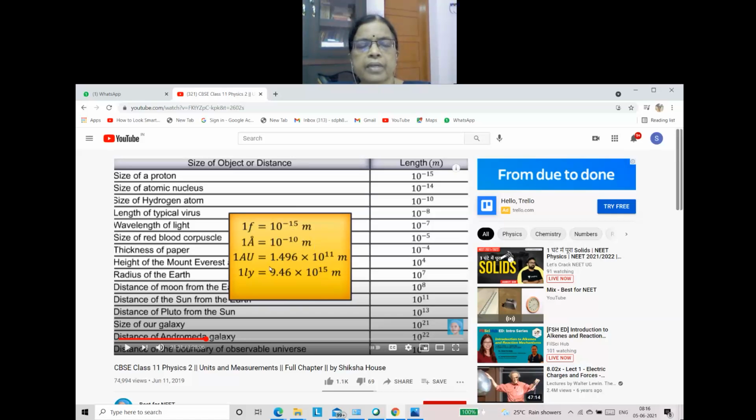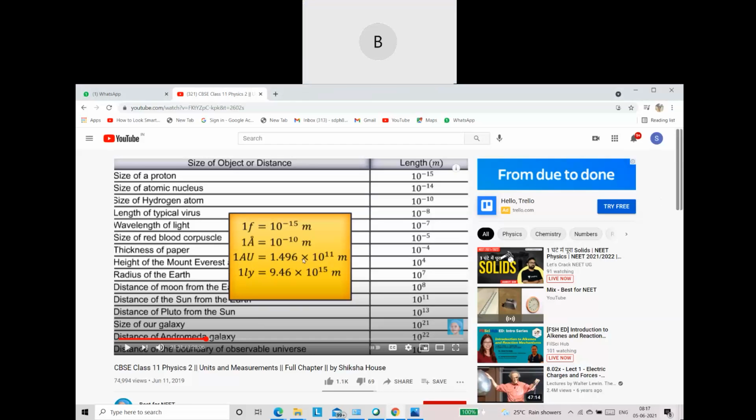I think it's given in notebook. I don't know whether, but you can note this. 1 Fermi is 10 raised to minus 15 meter. 1 angstrom is 10 raised to minus 10 meter. 1 AU. Do you know what is AU, children? AU, capital A, capital U. Anyone? What is AU? Astronomical unit.